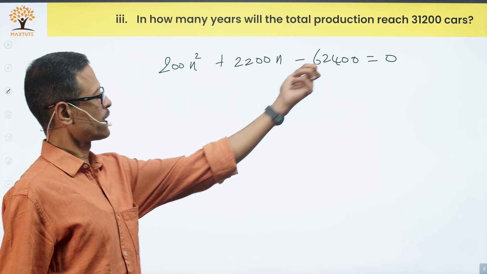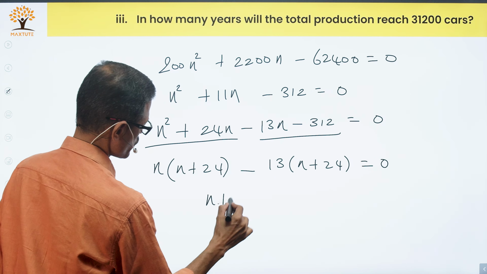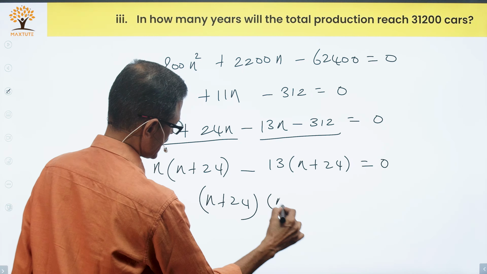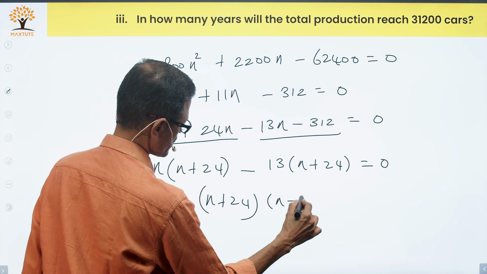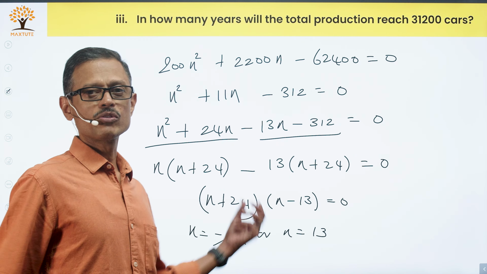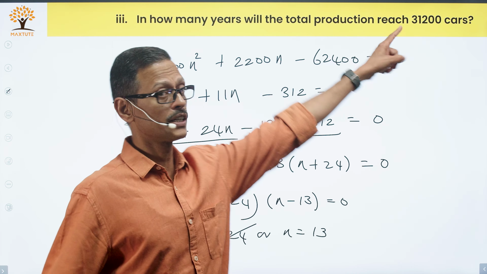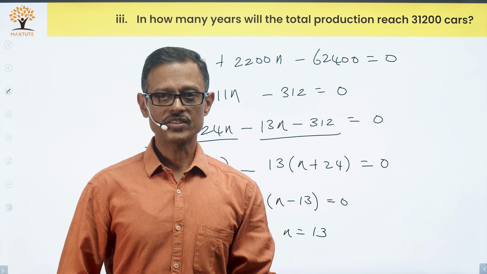n common from the first and second term, n plus 24 minus 13 common from the third and the fourth term, n plus 24 is equal to 0. n plus 24 times n minus 13 is equal to 0. So n is equal to minus 24 or n is equal to 13. Number of years cannot be negative, so n is equal to 13. So the number of years it will take to have a cumulative production of 31,200 cars is 13 years.